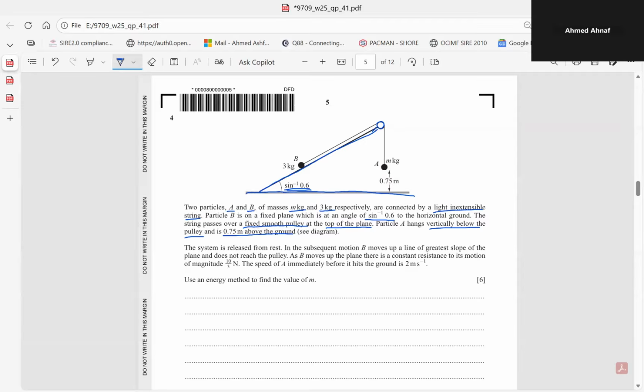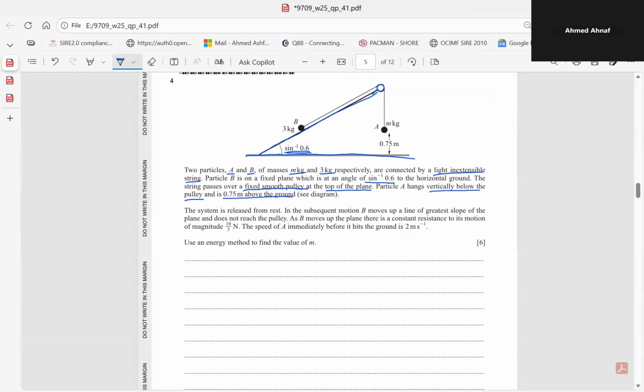Okay, so in the second paragraph, we're told that the system is released from rest. And in the subsequent motion, B moves up a line of greater slope. So it goes up. So this is the direction of motion. And it does not reach the pulley. And as B moves up the plane, there's a constant resistance to its motion of magnitude 10 over 3 newtons. So that's most likely the friction, but it doesn't really matter here.